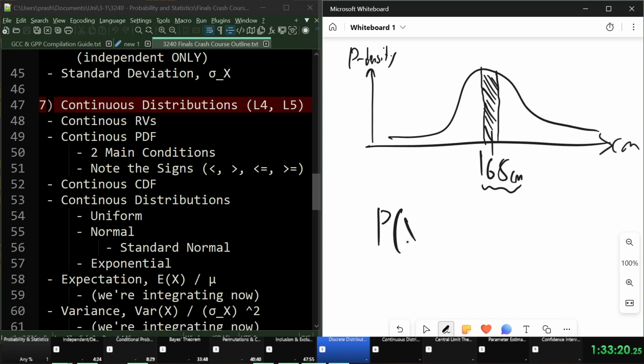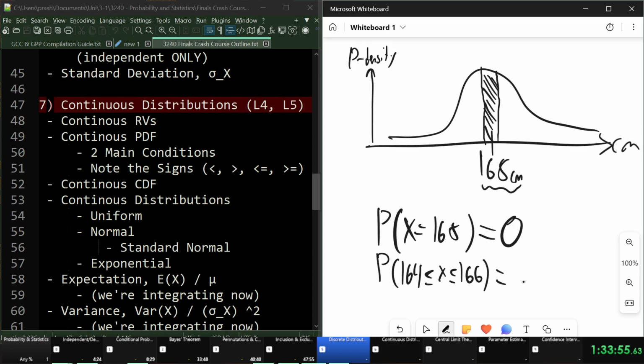Because you cannot do this. In continuous distributions, the probability at a single point with an equal sign is always defined as 0. You can never use equals when it comes to continuous distributions. They always have to be ranges. That's why this rectangle exists. You have a little plus minus going on. So you have maybe 164 to 166. And that will be some certain value.